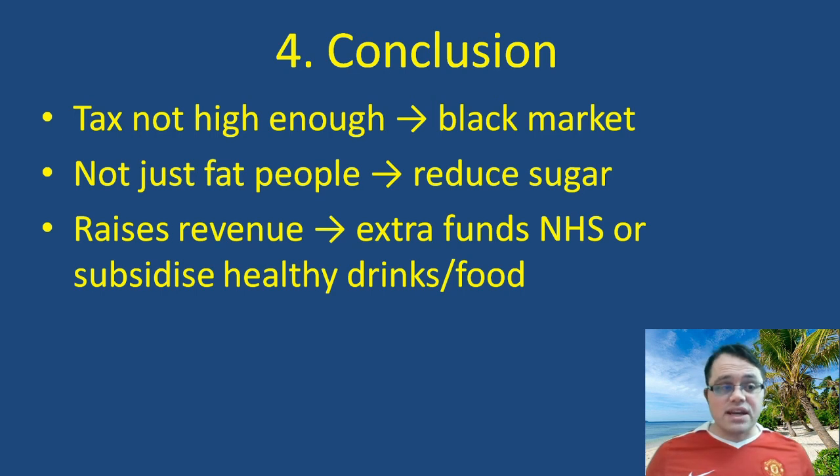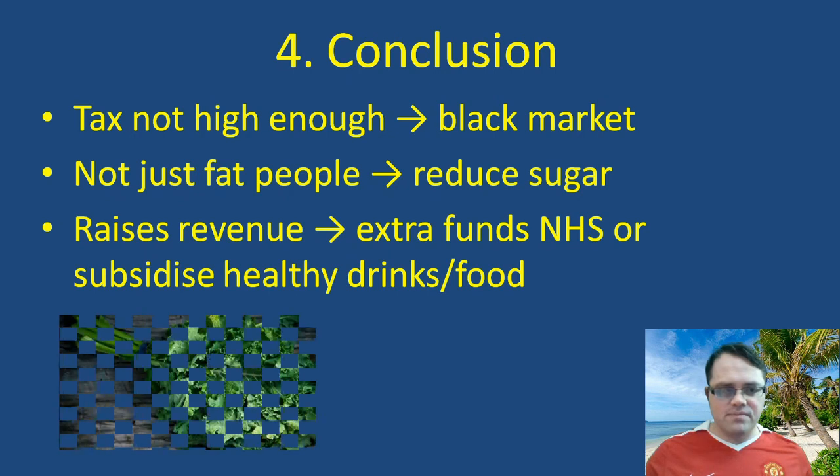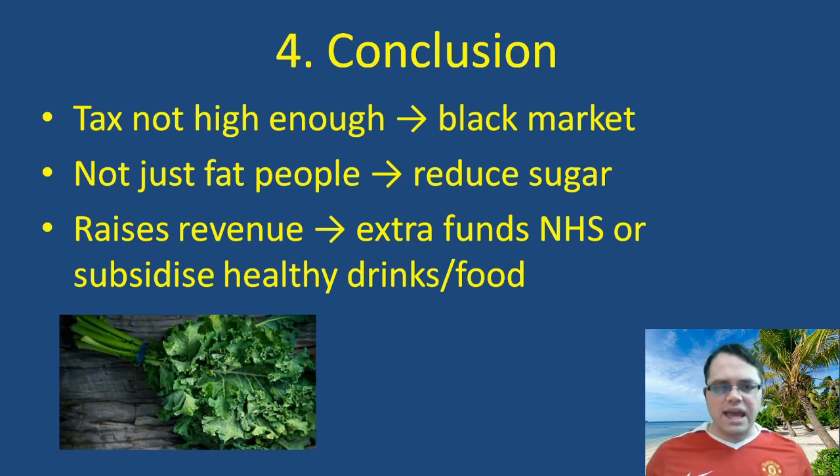We can additionally make the case that if we get extra revenue from the tax, which I didn't mention before, we can then spend this on the NHS. A classic thing to do here in a conclusion is to say we could subsidise healthy food and drinks that people could switch over to. That will be a really great policy because it gives you the stick in the tax, but also the carrot in the subsidy. So people could eat kale because it's nice and healthy, apparently.